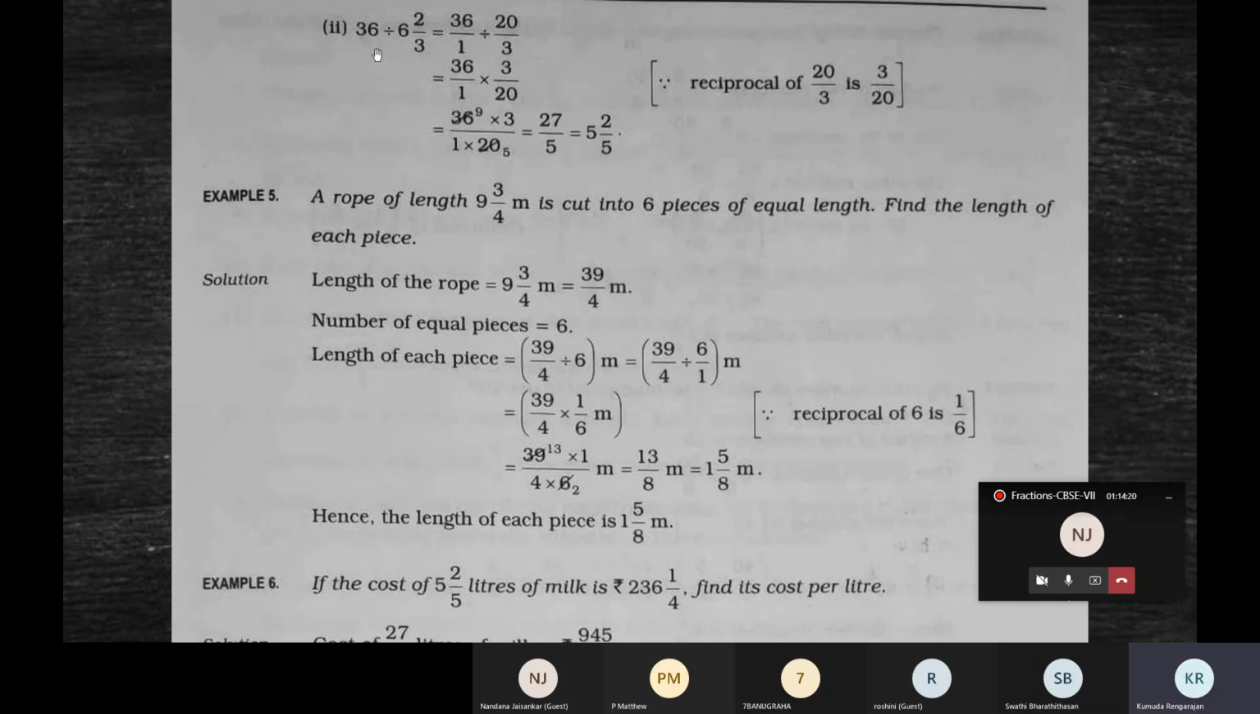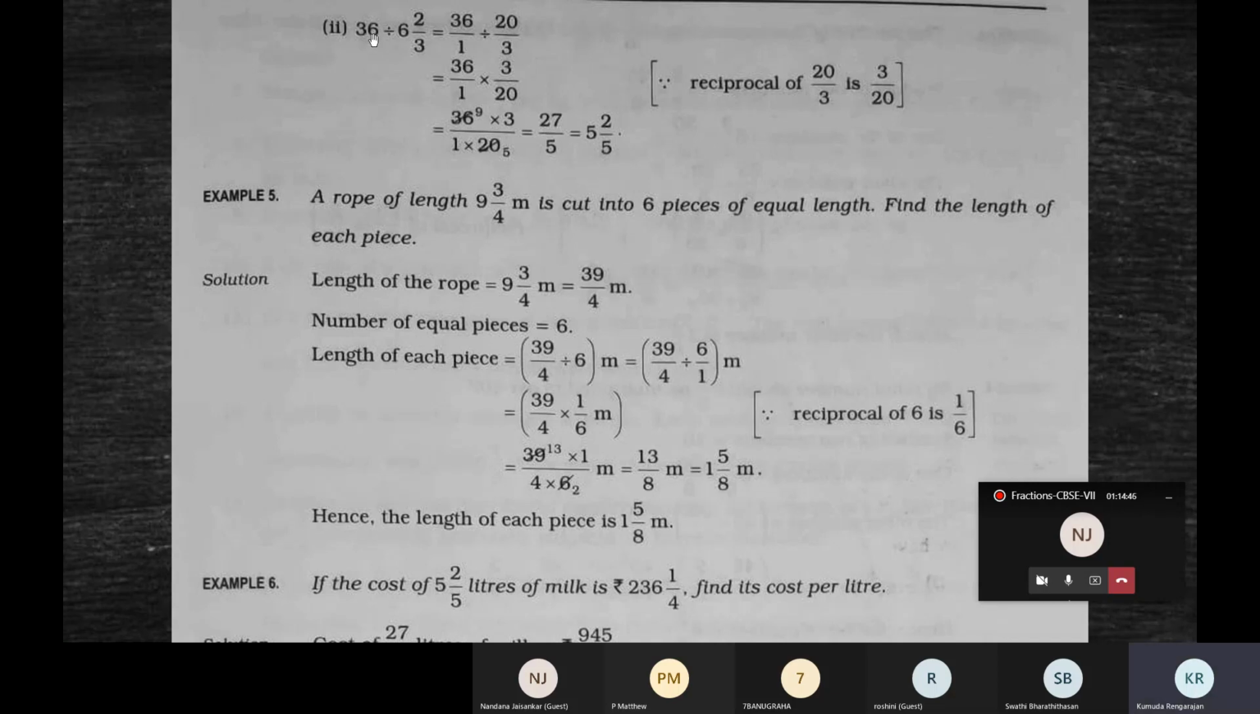So Nandana, we just started division of fractions. We've just understood how to divide two fractions. You can see this here. We need to divide 36 by 6 2 by 3. Disable your mic, child. Please disable your mic. Yeah, we need to divide 36 by 6 2 by 3.